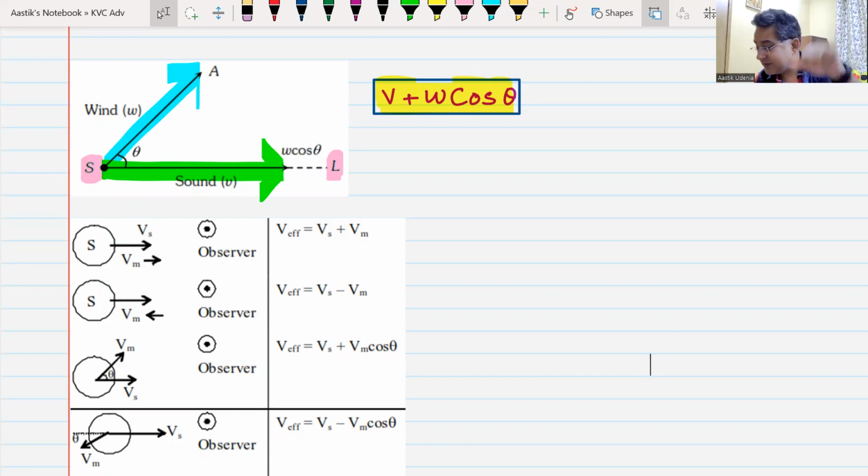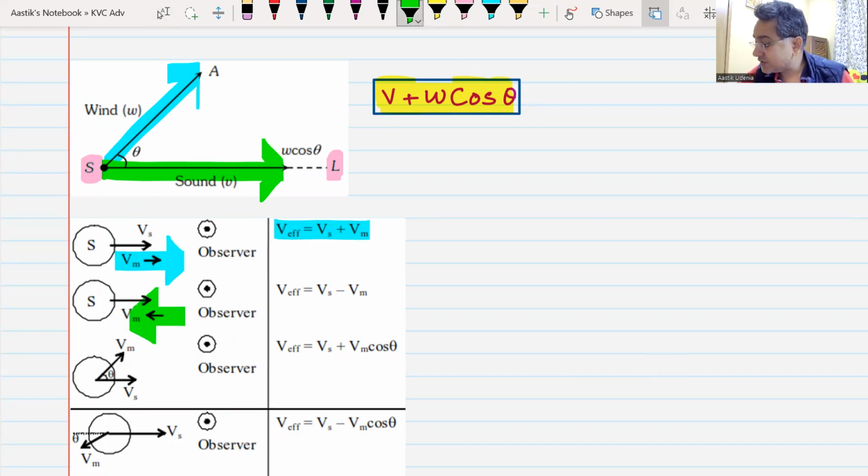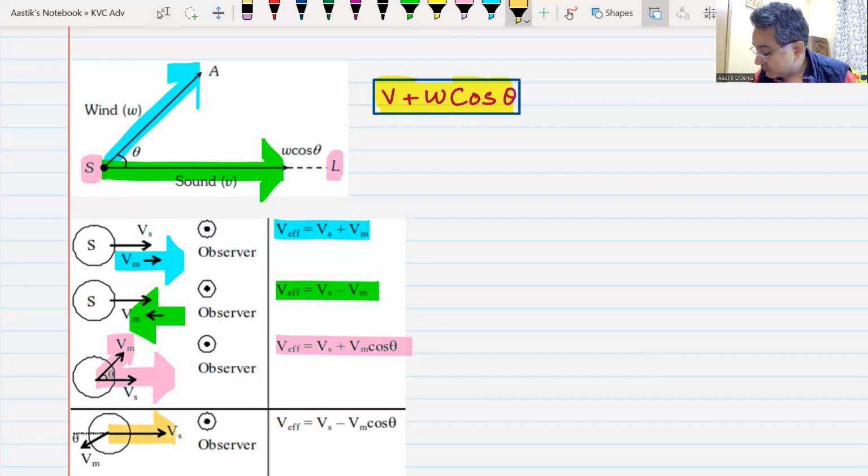If wind is blowing in the same direction, see, this is in the same direction, so you get it added. This wind is in the opposite direction, therefore you get it subtracted. This wind is blowing in this direction, so effectively there is a component here like this, therefore you have the answer like this. Here, the sound is moving like this, wind is in this direction, and therefore you have Vs minus Vm or Vw cos theta.